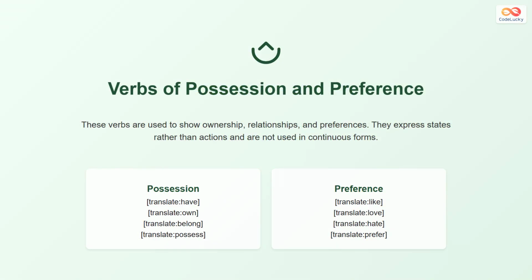Verbs like have, own, belong, and possess show ownership or relationships. They express being rather than doing. Verbs like love, hate, and prefer express preferences or feelings. These verbs are stative because they show what is true or felt, not what is happening right now.